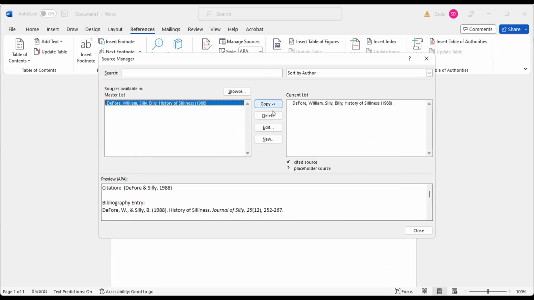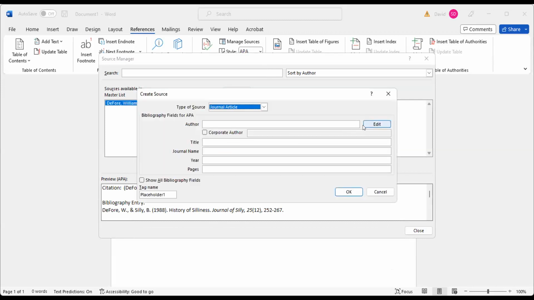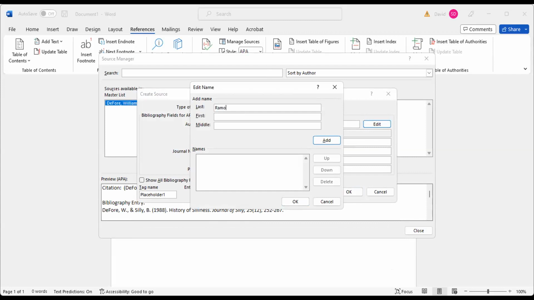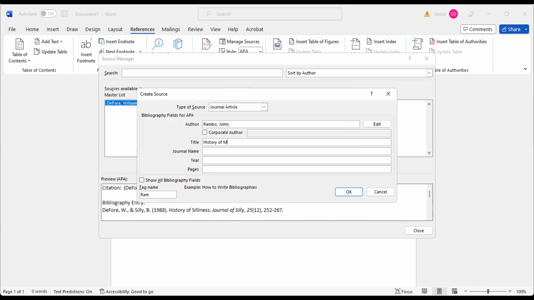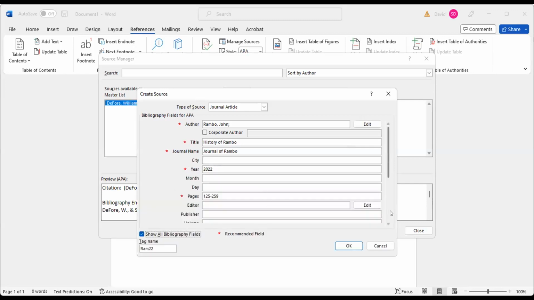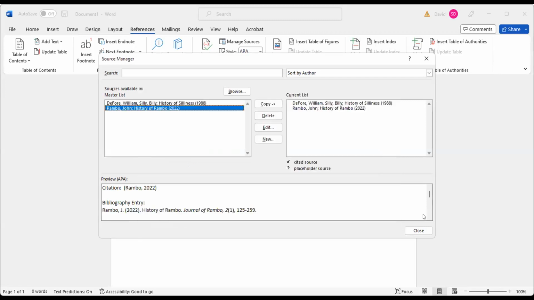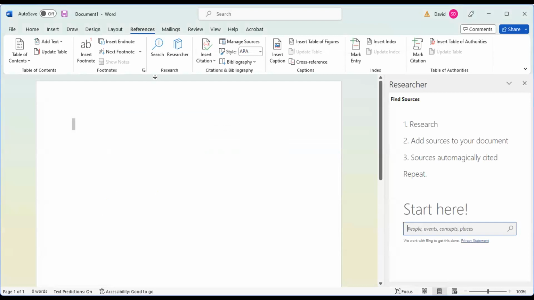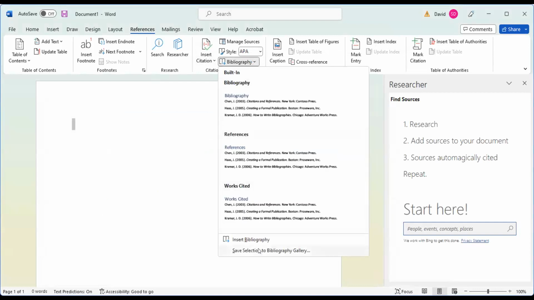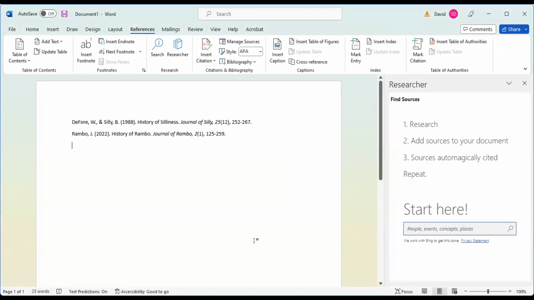So let me just add one more there just to show you. Since the Journal of Rambo never lasted long, okay? So now watch, we've got 2 articles there. You click close. Now, watch. You go to bibliography, you do insert bibliography, and it's formatted for you. It's all done for you. See, you had a reason coming today.